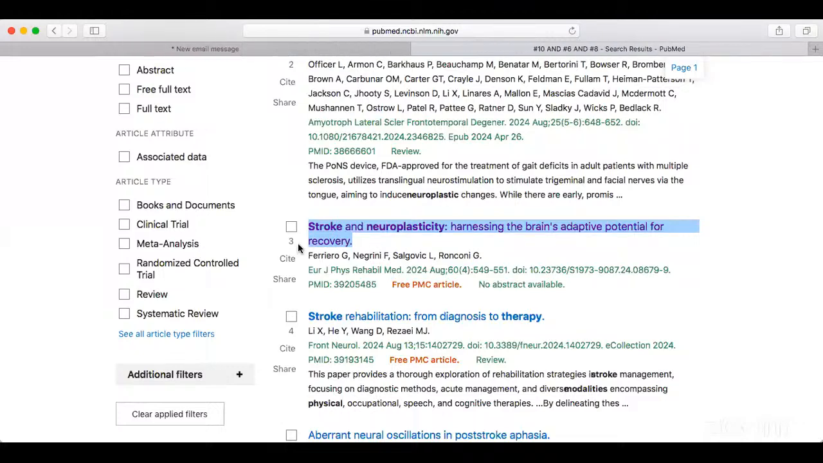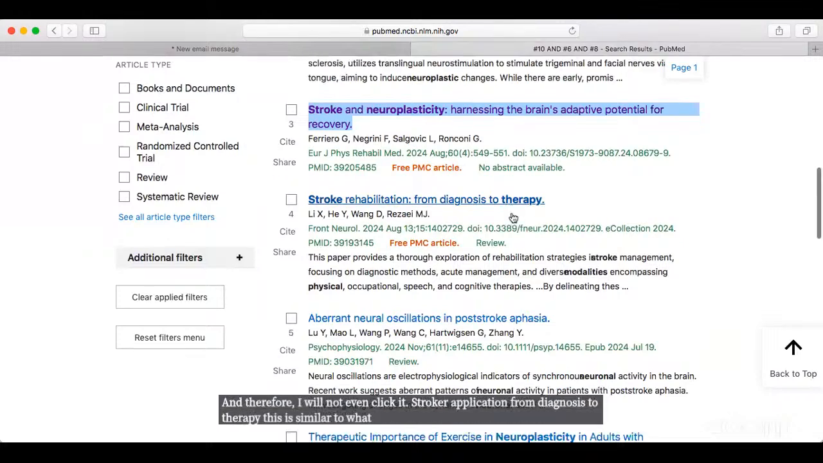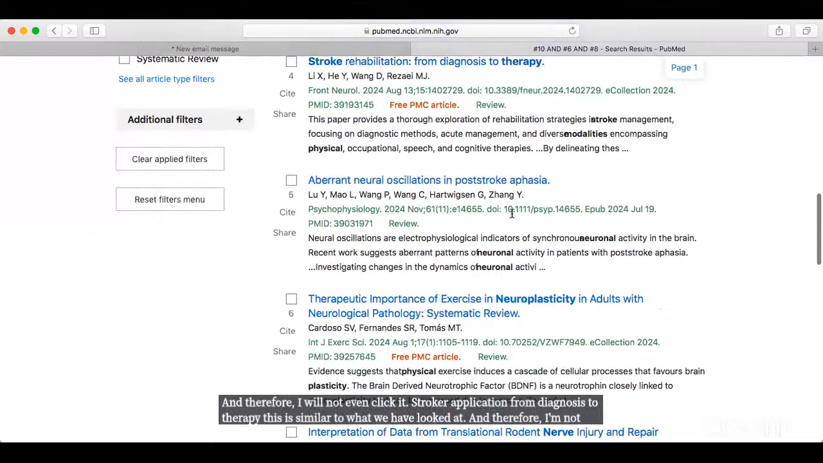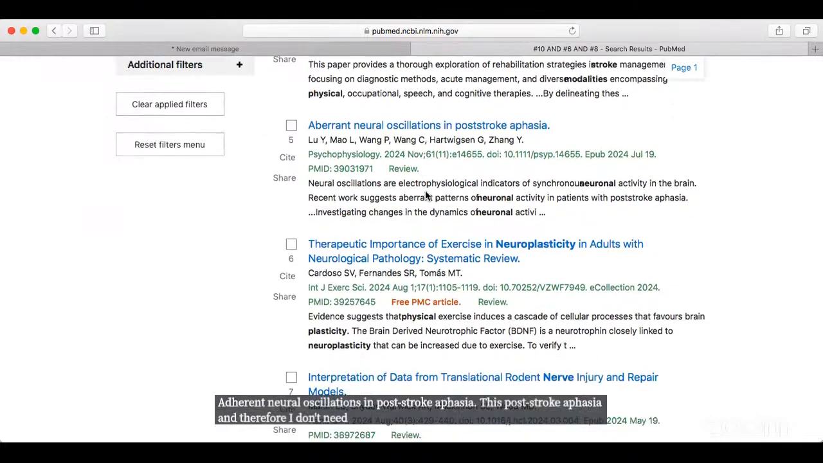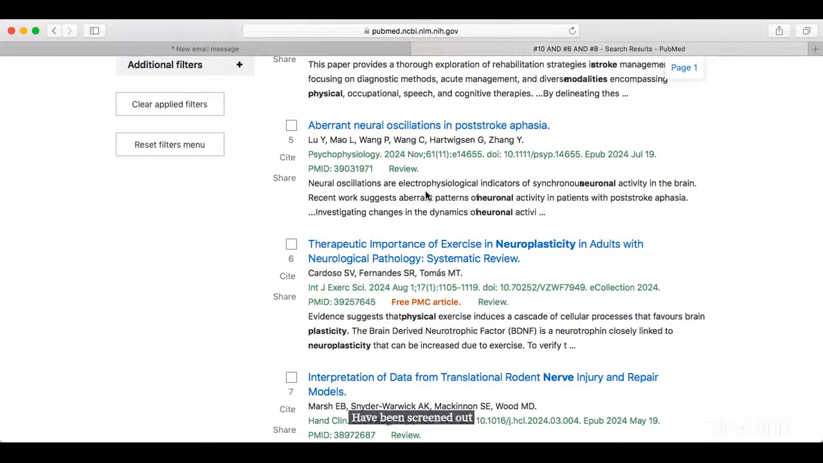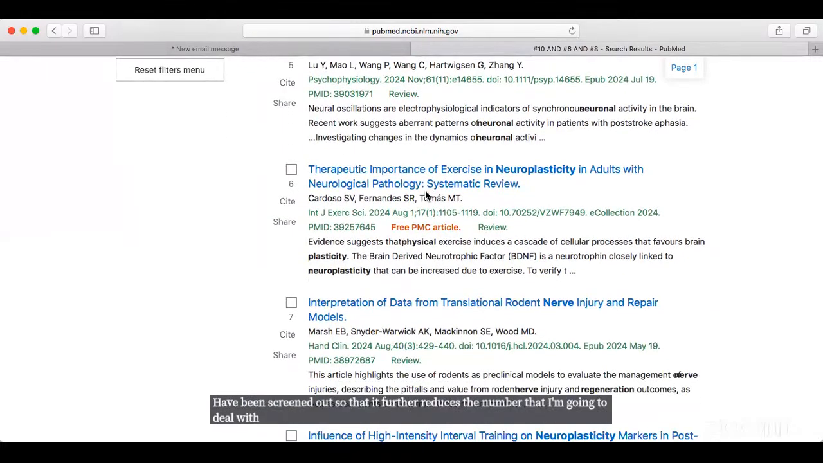And therefore, I will not even click it. Stroke rehabilitation, from diagnosis to therapy, this is similar to what we have looked at. And therefore, I'm not after it for my own patient. Aberrant neural oscillations in post-stroke aphasia. This is post-stroke aphasia, and therefore, I don't need it. So can you see how almost 3 to 4 have been screened out so that it further reduces the number that I'm going to deal with reading to see if I have to go back and apply to my patient.